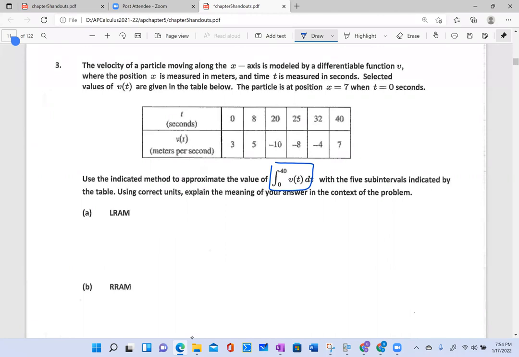Notice they didn't say equal. So therefore, we're going to have, this is one interval. This is my second. This is my third. This is my fourth. And this is my fifth.